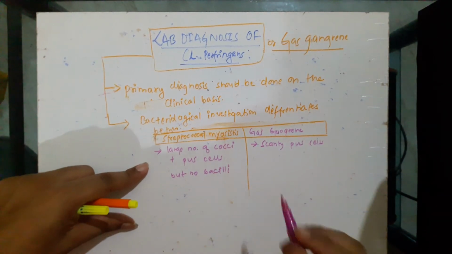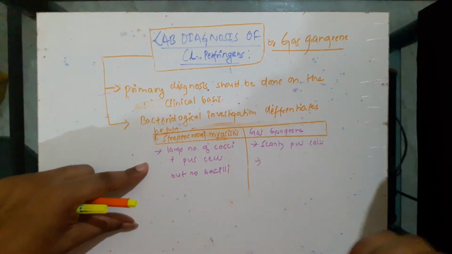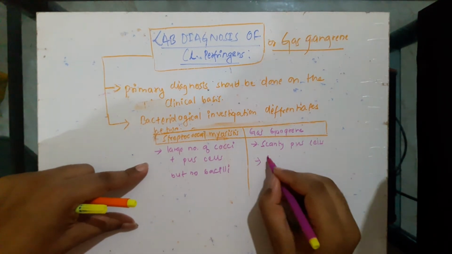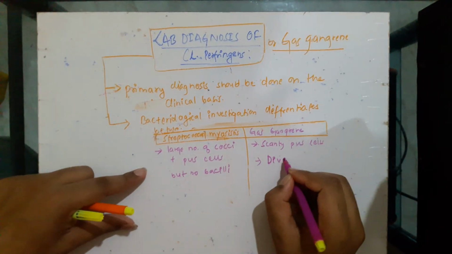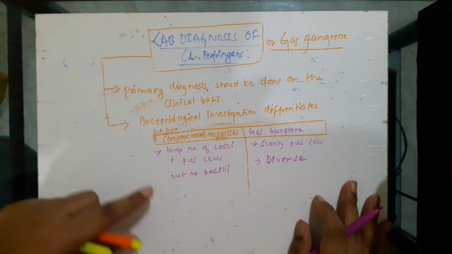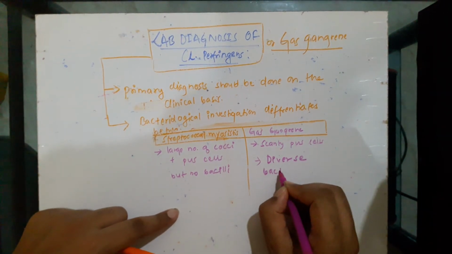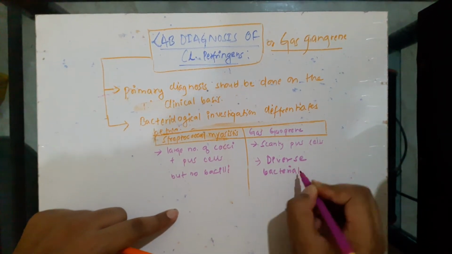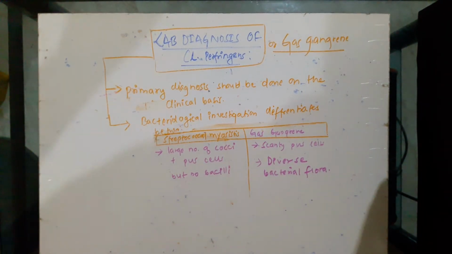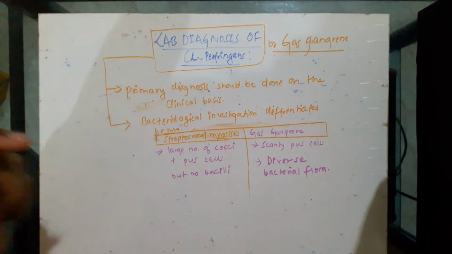But in case of gas gangrene, there are scanty pus cells, but there is a diverse microbial flora. So this is the major differentiating point, which is done on the basis of bacteriological investigation.